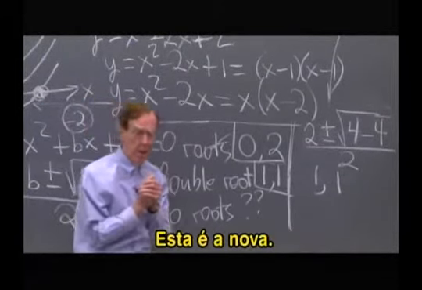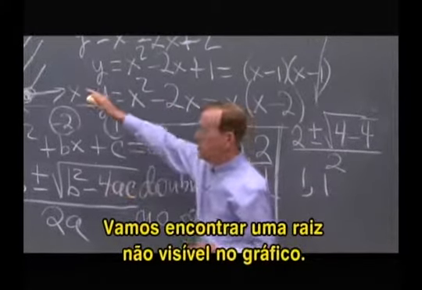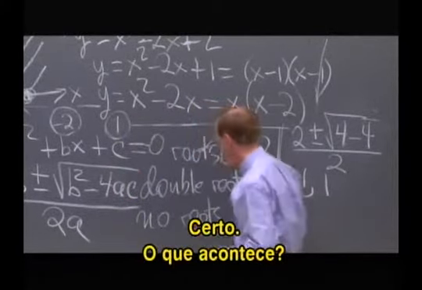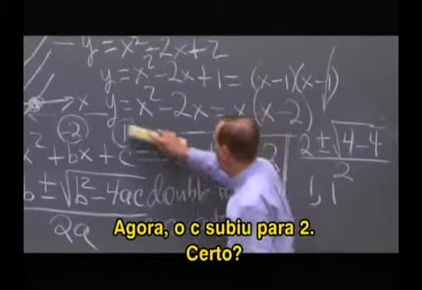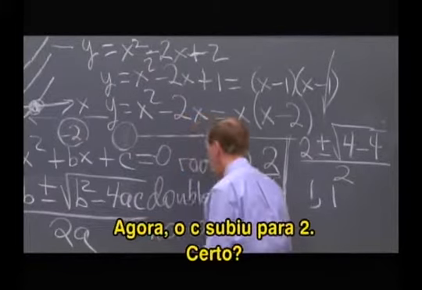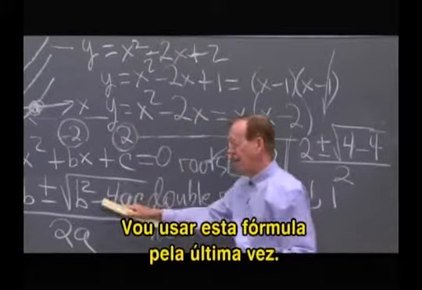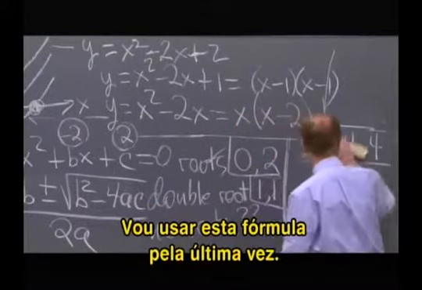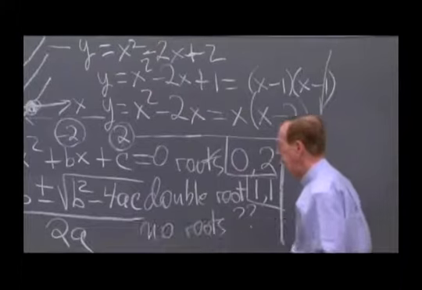All right, third one. This is the new one now. This is the one where we're going to find a root where our picture doesn't show one. Okay, so now what's the deal? C is bumped up to 2 now. Okay, so C is 2, and I go again, last time, with this formula. All right. But now I'm going to get something I didn't know.